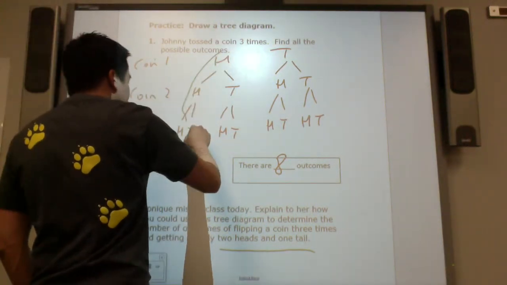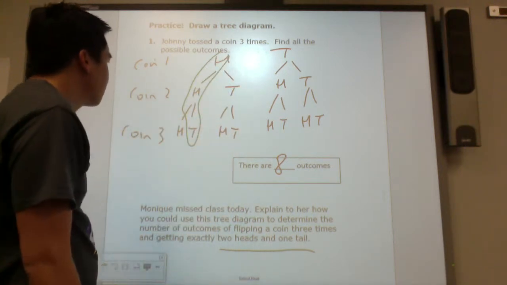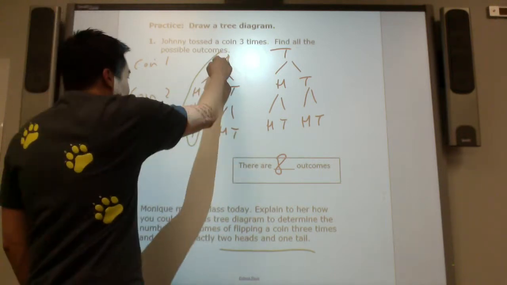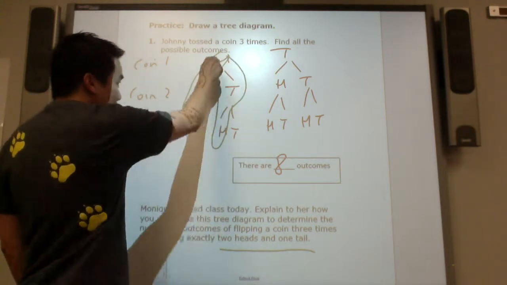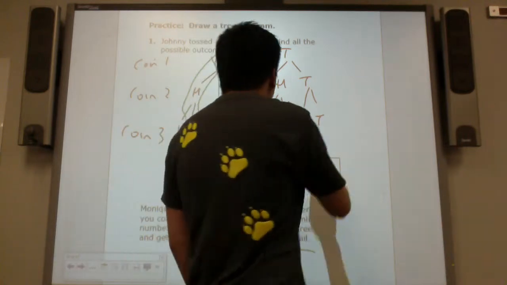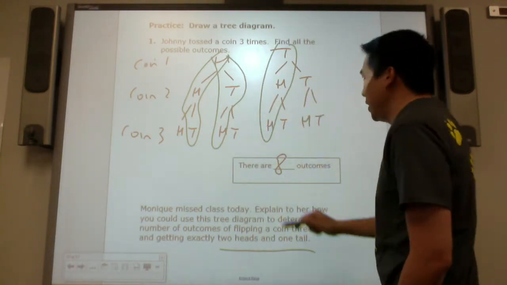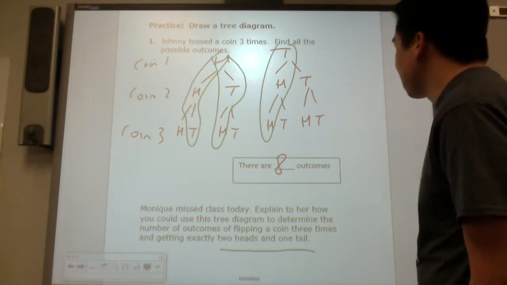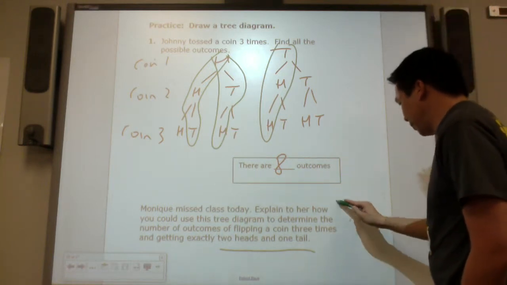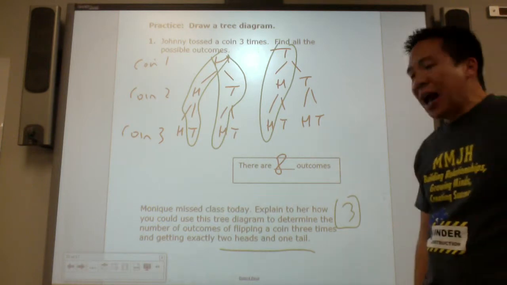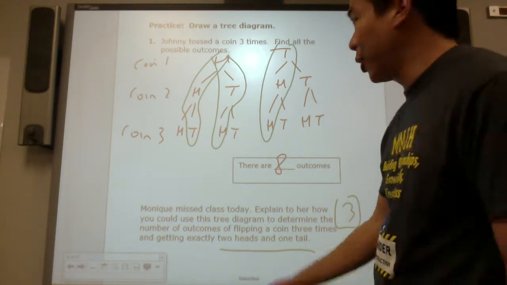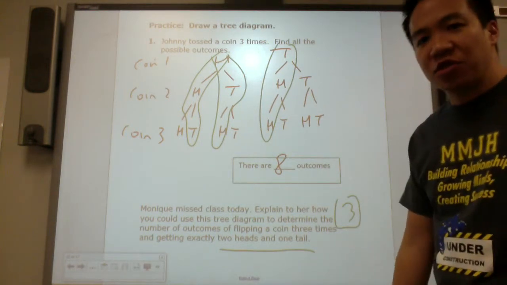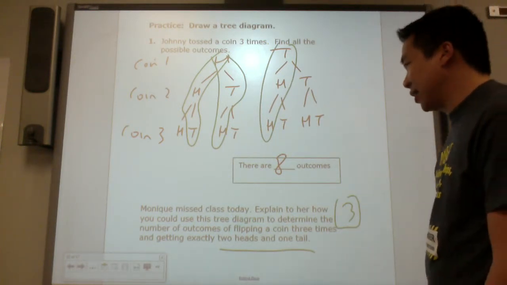I can get it this way: head, head, tail. Is there any other way I could get 2 heads and a tail? Oh, I can get it this way: head, tail, head, because there's 2 heads and a tail. Any more? I can get it this way: tail, head, head. That's 2 heads and a tail. And last but not least, that's it? 3. So I would tell Monique, after you create your tree diagram, go through the levels and find these possible choices of 2 heads and a tail.